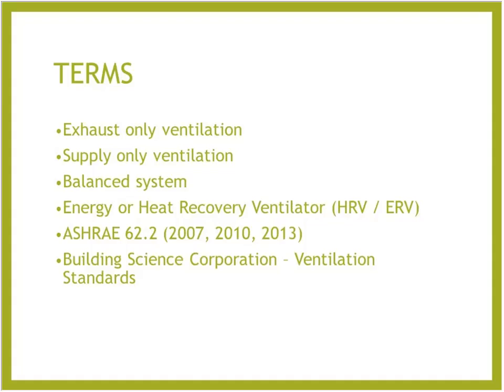And so some of the terms you might see in your codes: exhaust only, supply only, balanced energy or heat recovery ventilators, HRVs, ERVs. And then you might see a lot of reference to the ASHRAE 62.2 standard, and there are different versions of that, 2007, 2010, 2013. That's basically a standard saying how much air makeup needs to be coming into a unit using one of these four strategies above it. And so following that standard can be important depending on the type of unit that you have.